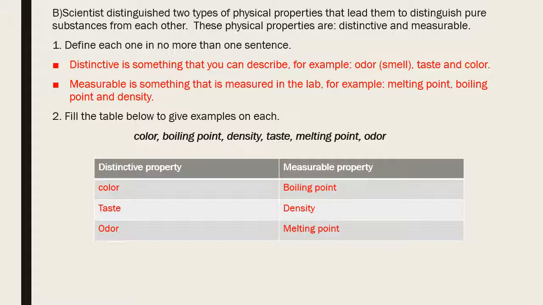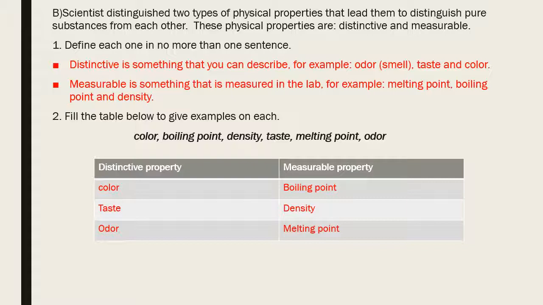Scientists distinguish two types of physical properties that lead them to distinguish pure substances from each other. These physical properties are distinctive and measurable. Define each one in no more than one sentence. Remember, we looked at distinctive and measurable, and it's in your book if you can't remember them. So what is distinctive is something that you can describe. Okay, so if I was going to describe water, I would say it's clear.